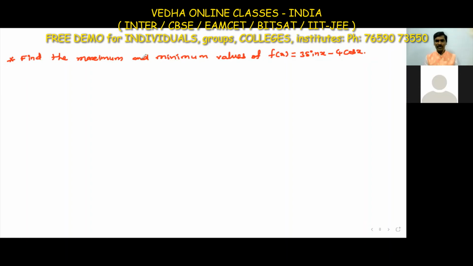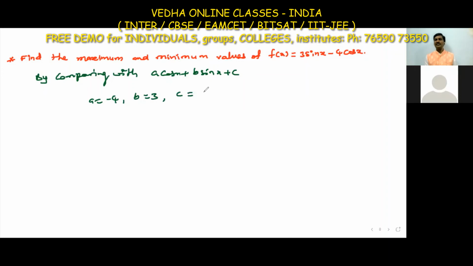Okay, next question: find the maximum and minimum value of f of x is equal to 3 sin x minus 4 cos x. Similar way. By comparing with a cos x plus b sin x plus c, what is the value of a, the cos x coefficient? Minus 4. What is the value of b, the sin x coefficient? 3. What is the c value? There is no constant c, so 0.